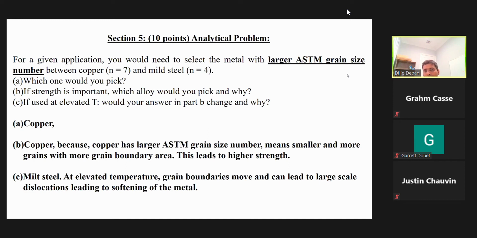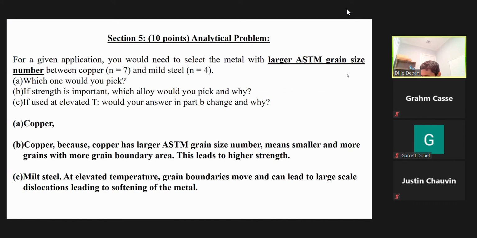So if any material with more grain boundaries is being used at an elevated temperature, there will be a greater extent of movement of the grain boundaries because it has more grain boundaries. So that material will become soft, leading to the softening of the metal. So the strength will be less in that case when it is used at a higher temperature. So definitely, if you want to use any material at a higher temperature, you use mild steel because it has less grain boundaries.